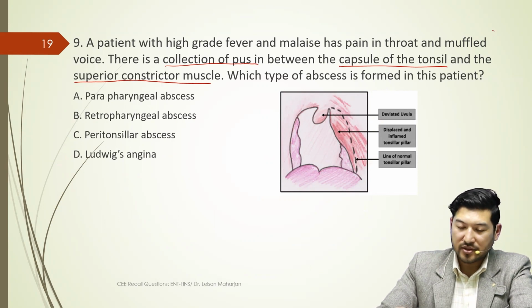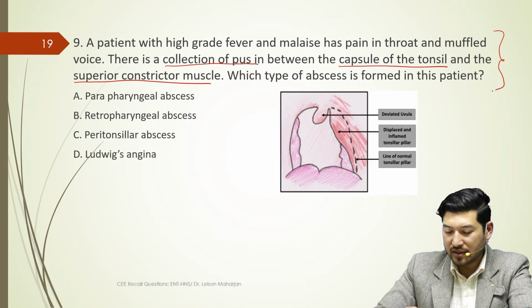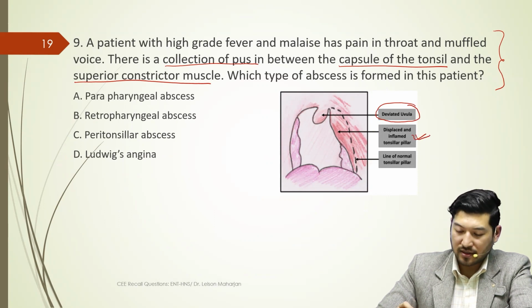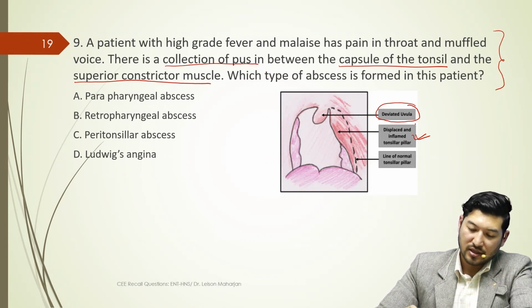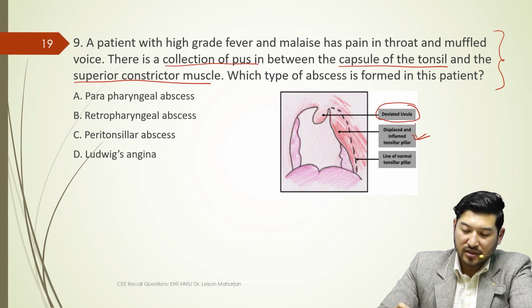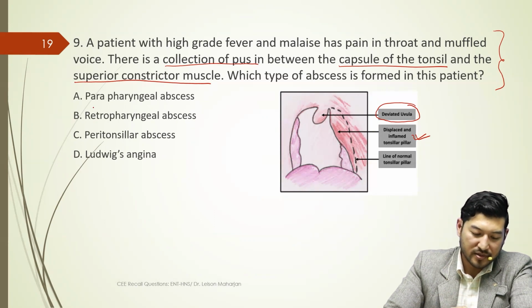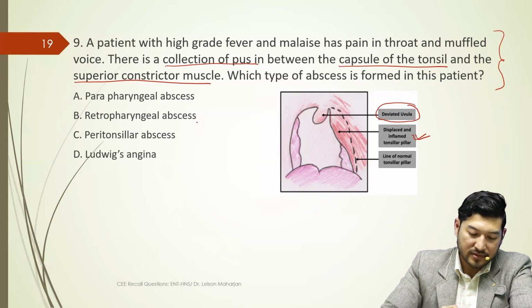In such kind of question, other hints in the question can be, sometimes the examiner keeps terms such as deviation of the uvula to the opposite side, displaced and inflamed tonsillar pillar. Such hints can be given in the question as well. So this is a question about the anatomy of various deep neck spaces. The options are parapharyngeal abscess, retropharyngeal abscess, peritonsillar abscess, Ludwig's angina.